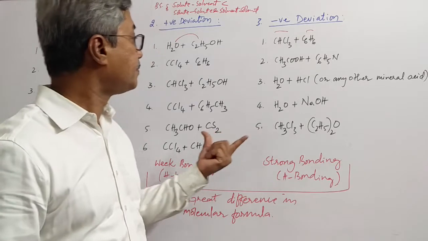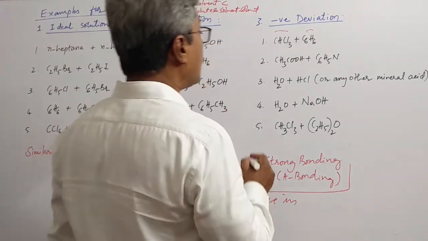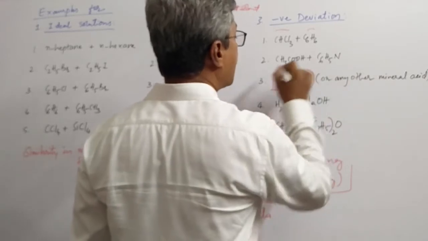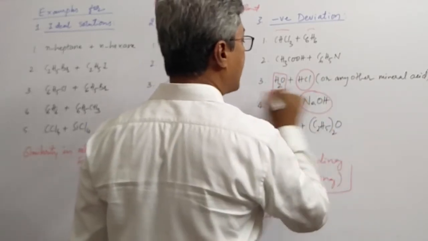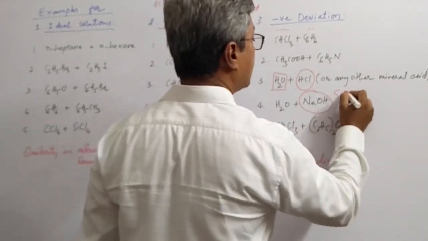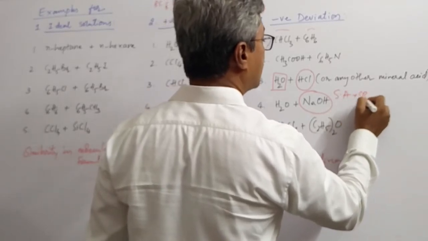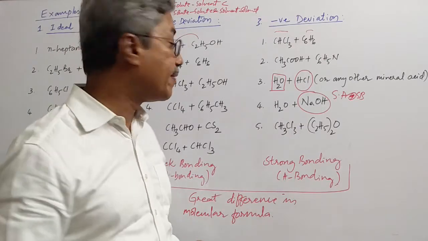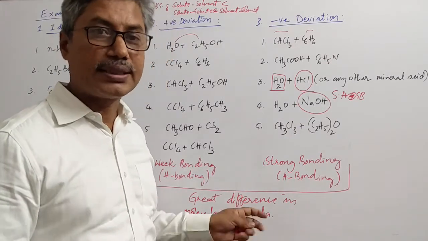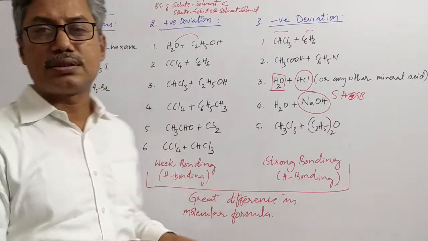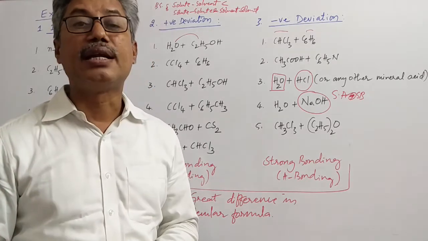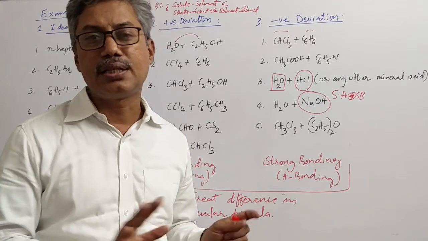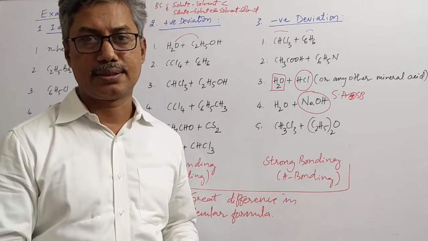Clear, students, here? Okay. One thing we should remember is, to water, if you add any strong acid or strong base, that will always show negative deviation from the Raoult's law. These are some clues. Once you practice, then definitely you will be able to guess whether the given solution is ideal or non-ideal. Clear, students?